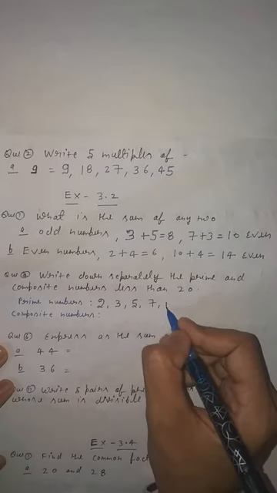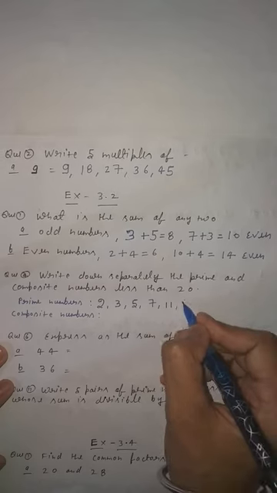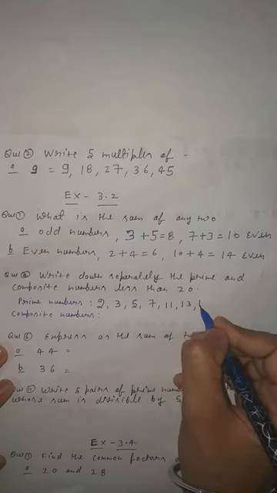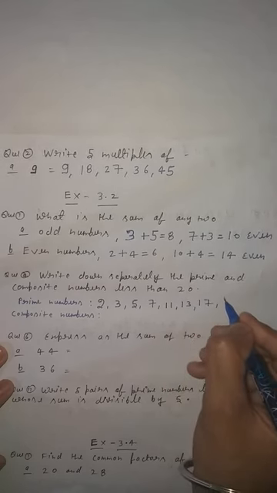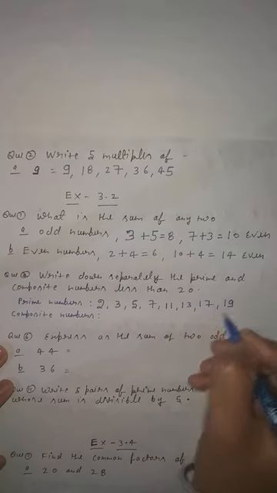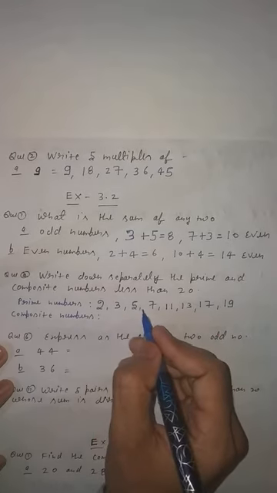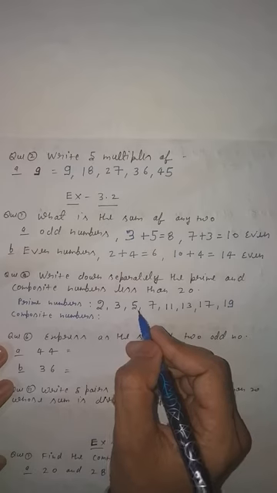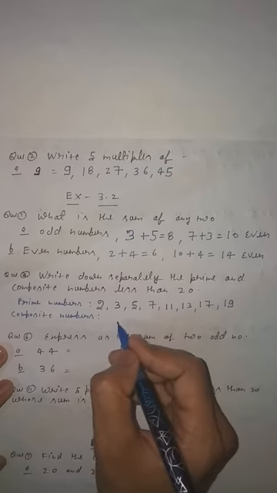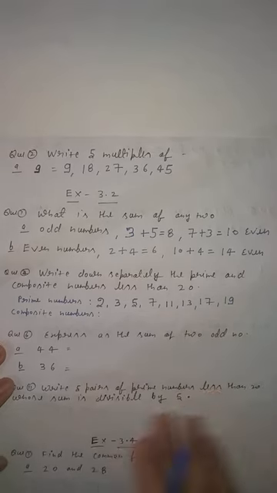After this 11, 13, 17 and 19. Clear, students? They all are what? Prime numbers, because only having 2 factors. One number and another number itself. Composite number means which having more than 2 factors.